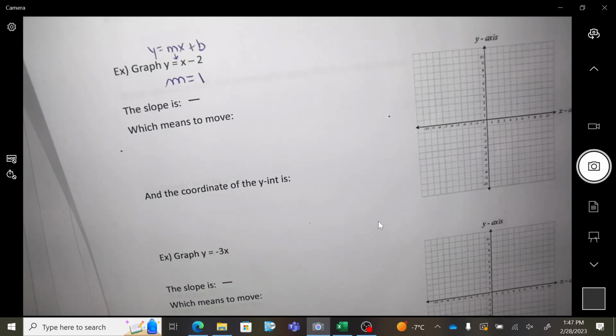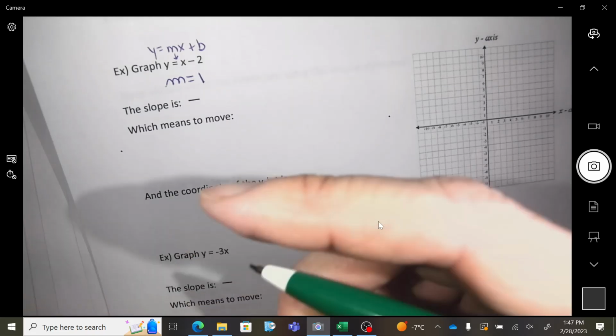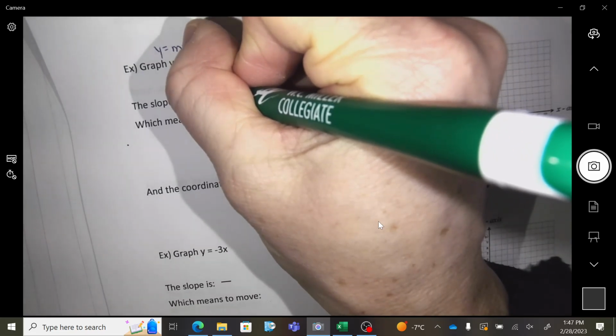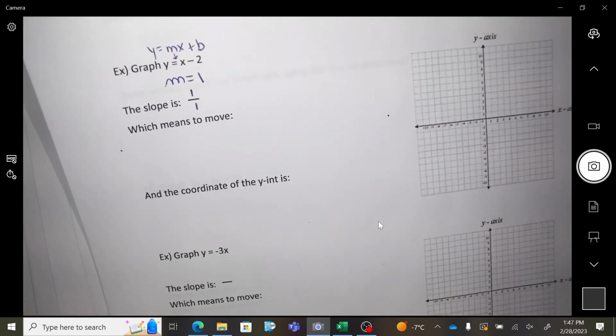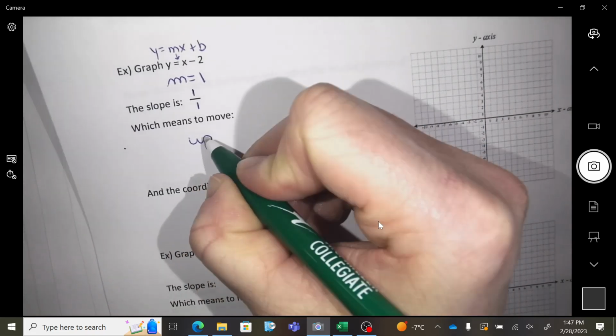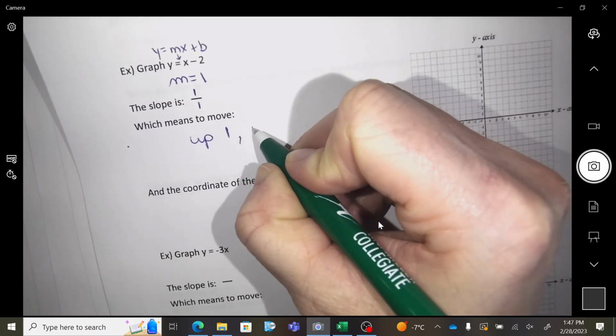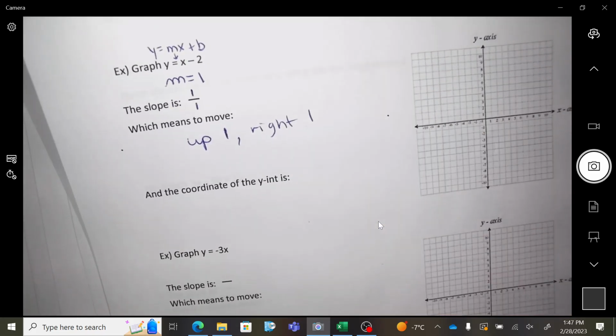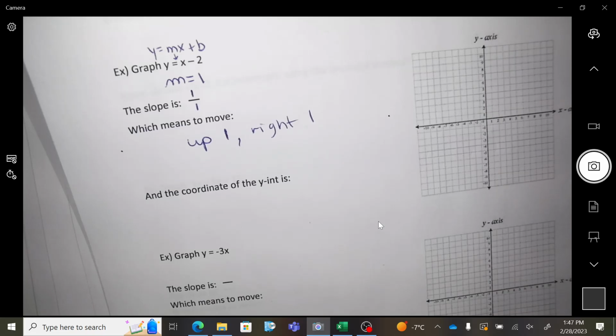What is that as a fraction? Because I need to understand what a rise and a run is. So what's 1 as a fraction? 1 over 1. So therefore, how would I move as a rise and a run? I'm going to go up 1, right 1. Okay, so that's the part I tried to trick you on. 1x.